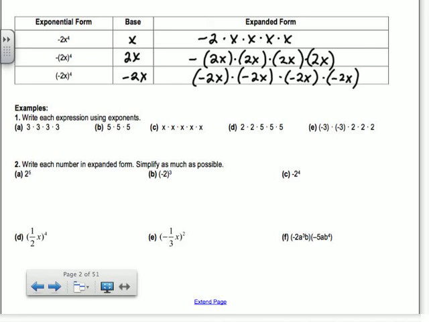So if I ask the value on each of these things, this first one was negative 2x to the 4th, just the way it's written in the beginning. The next one would be negative out front, and then 2x times 2x times 2x times 2x, so 16x to the 4th. And the last one would be negative, negative, negative, negative, so that'd be positive. So it's positive 16x to the 4th.